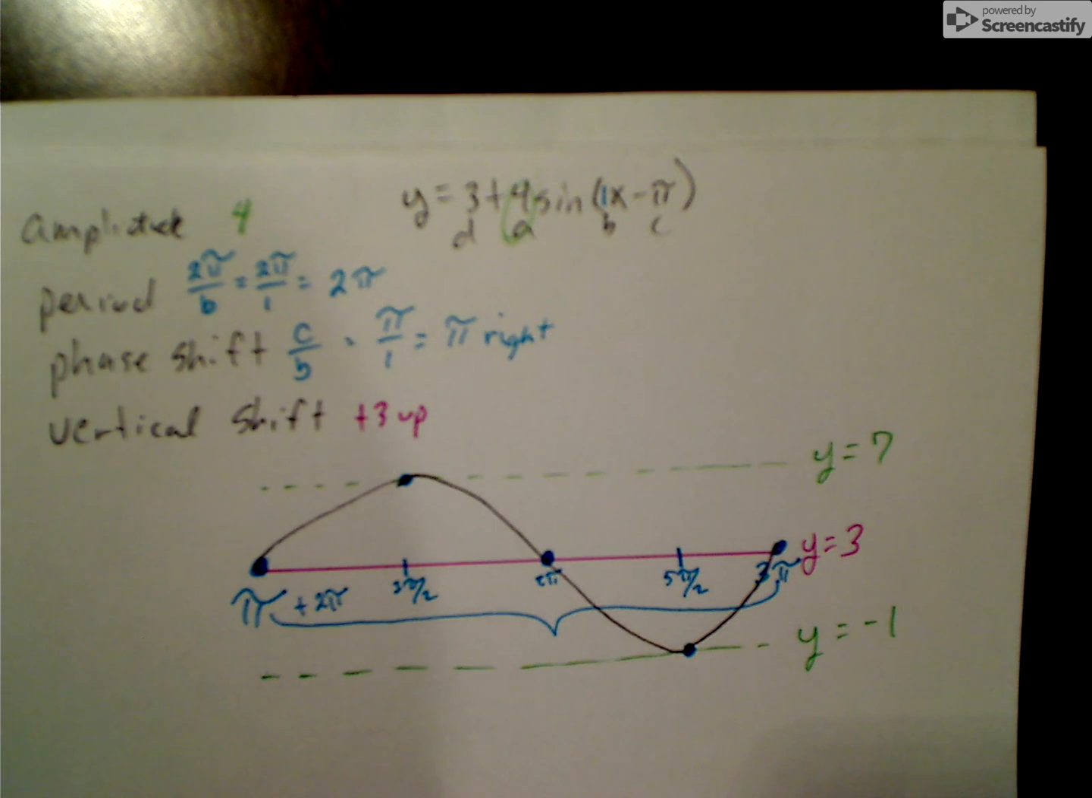And there you have it. That's how you draw a quick sine graph or cosine graph, depending on what you're looking at, based on the 4 parts to it.